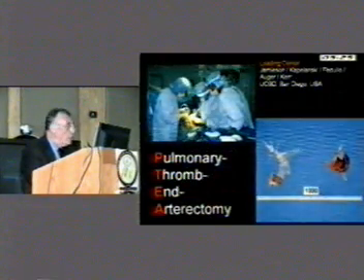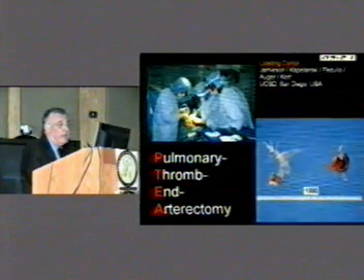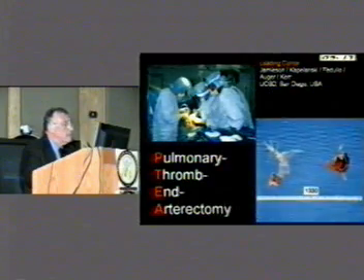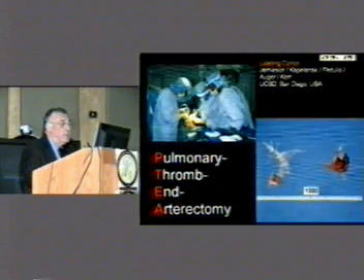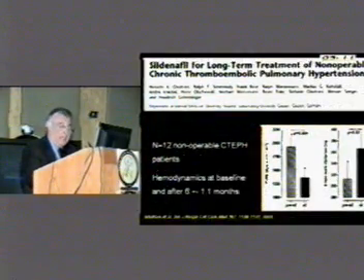That's the group of the University Center San Diego, and they have been very popular in doing this kind of surgery since the mid-90s. The pulmonary thromboendarterectomy, mind you, is a very tough surgery.